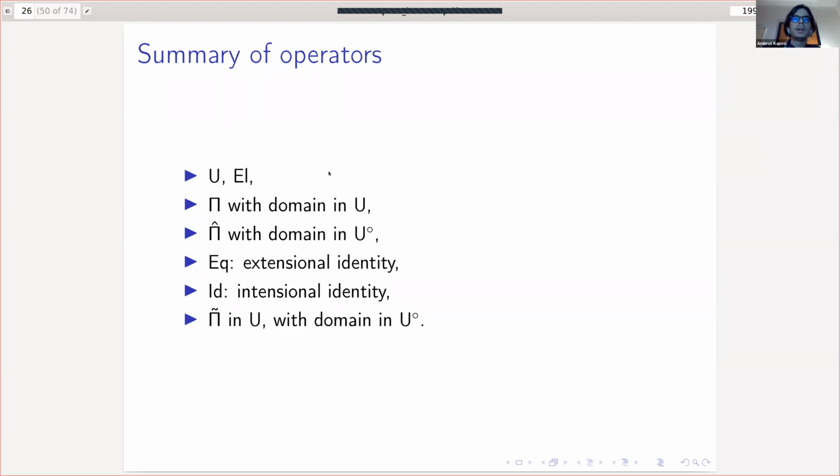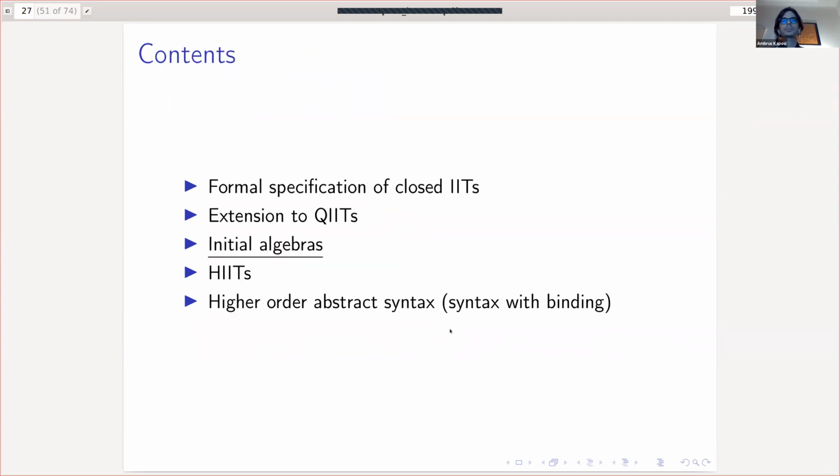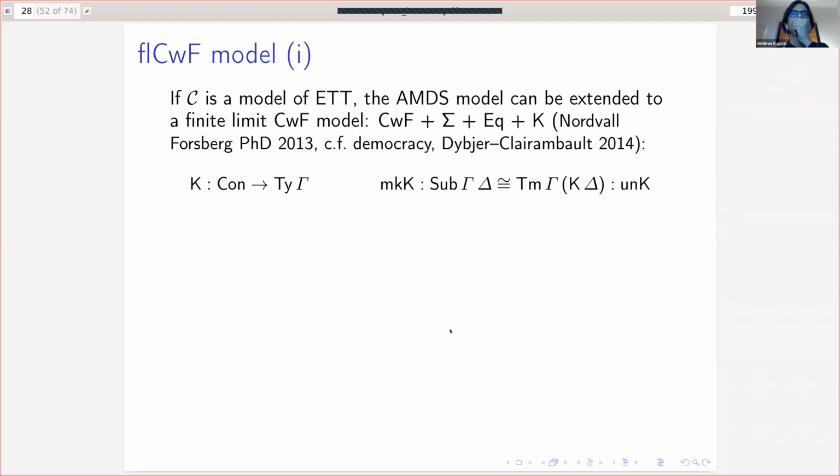So in summary, the theory of signatures is a CWF with these type formers. U and EL form a universe, pi is for recursive arguments, pi hat is for parameters from C, the CWF that I'm talking about. Then I could have extensional or intensional identity types, and pi tilde for infinitary parameters. So now I turn to the next topic, initial algebras.